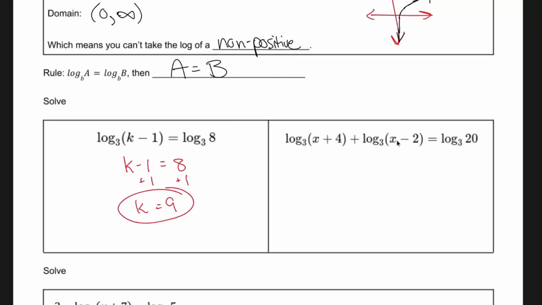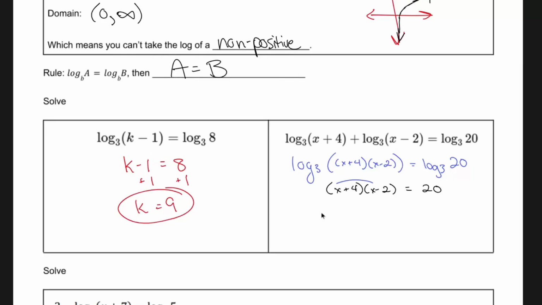Now, wait a minute. Wait a gol-darn minute. We don't have a single log equal a single log, but I know what I can do. When you add logs of the same base, you multiply the inside. So that's going to look like this. Log base 3 of x plus 4 times x minus 2 is going to equal log base 3 of 20. Now, we can get rid of those logs. But oh, are we not done? Not even close. X plus 4 times x minus 2. In fact, we're going to have to do a lot extra for this one. A lot extra. Foil that out.